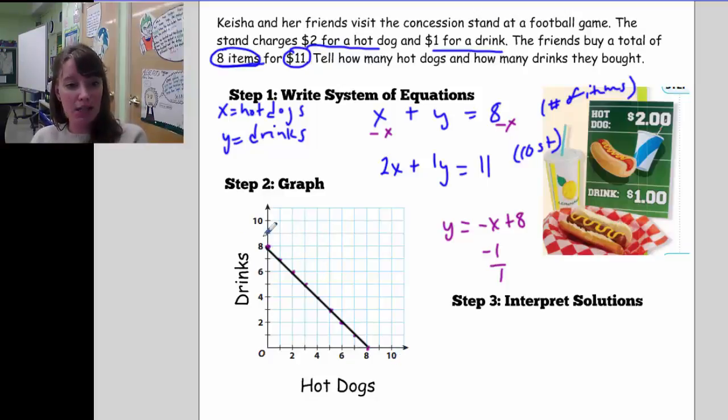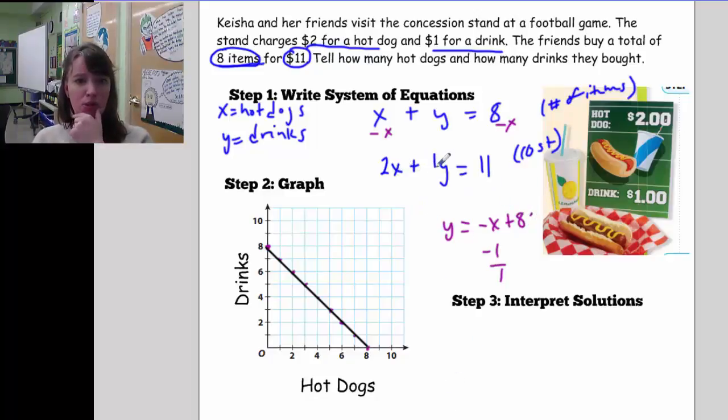So if I buy 8 hot dogs, I would buy 0. Well, this would represent 8 hot dogs and 0 drinks, but I'm not even sure if I can do that because they don't have enough money to do that. So let's look at the second equation.